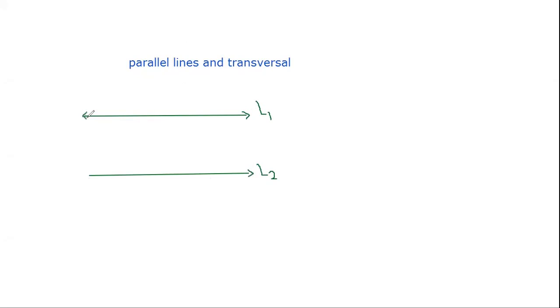If I'm going to draw another line and it will cut these two parallel lines, then we are going to find different types of angles between and around those two parallel lines. We studied before. Do you remember when we talked about supplementary angles?